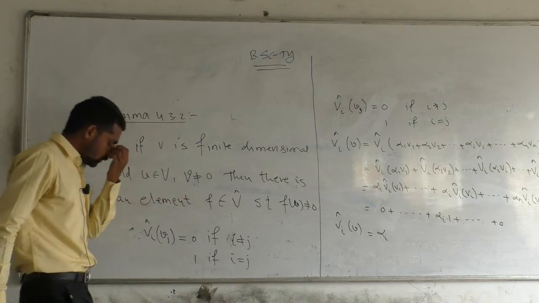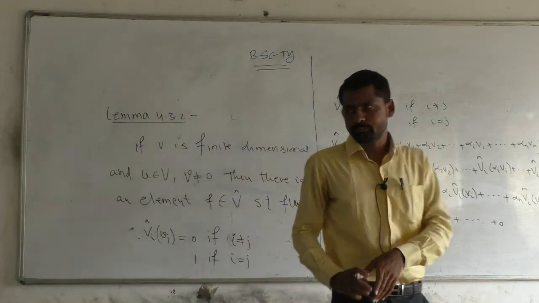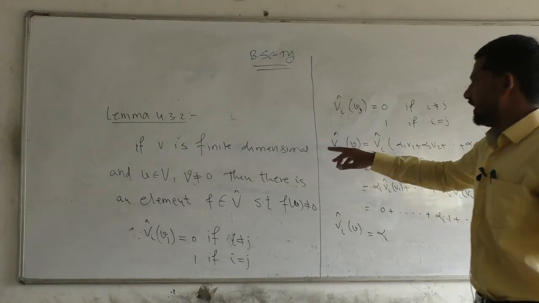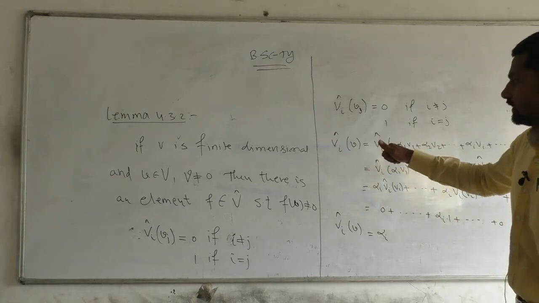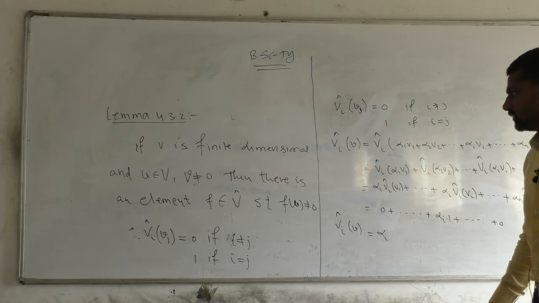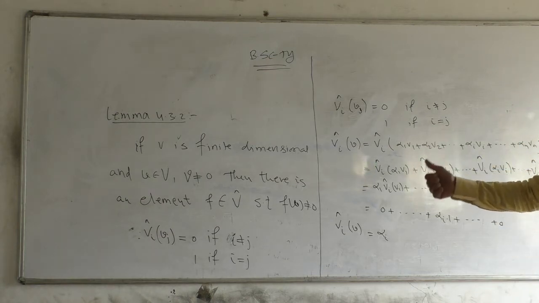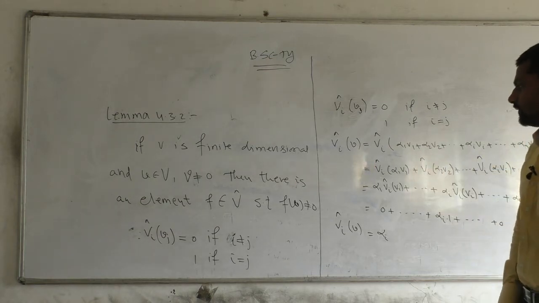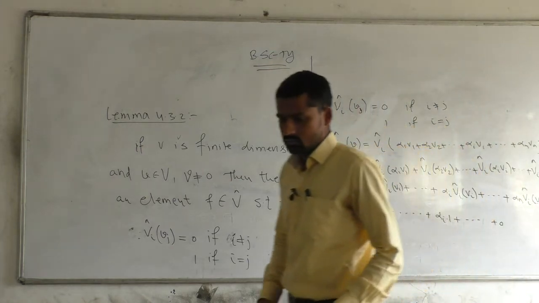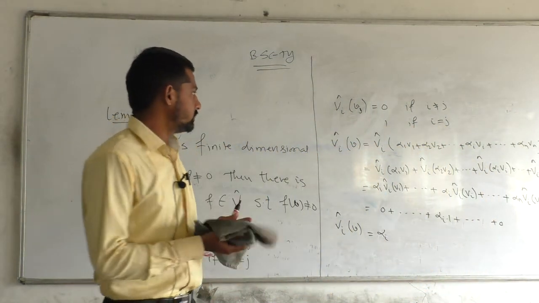Therefore, the lemma 4.3.2 says that if V is finite dimensional and v belongs to V is a non-zero element of a vector space V, then there is an element f belongs to V dual such that f of v is not equal to 0. So this was the lemma 4.3.2.